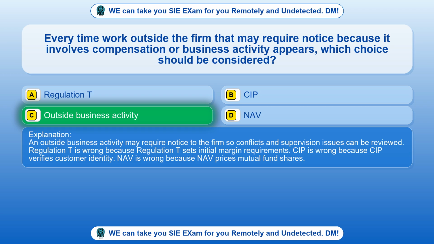An outside business activity may require notice to the firm so conflicts and supervision issues can be reviewed. Regulation T is wrong because Regulation T sets initial margin requirements. CIP is wrong because CIP verifies customer identity. NAV is wrong because NAV prices mutual fund shares.